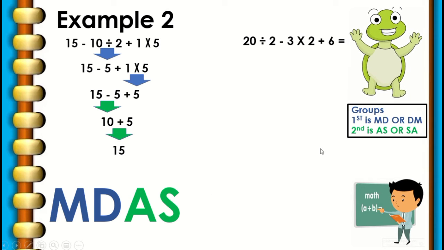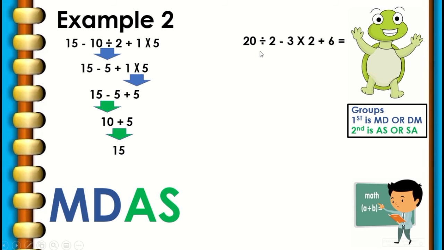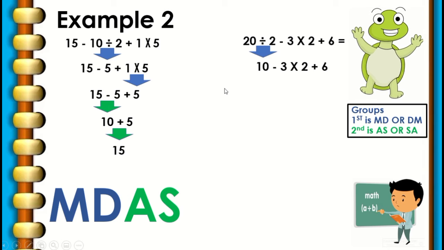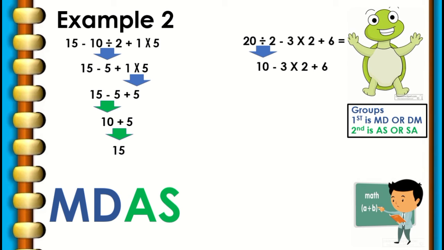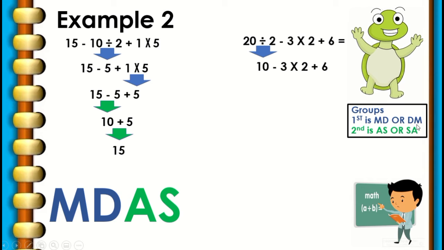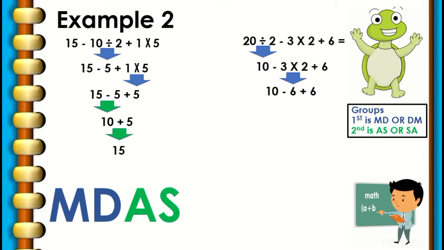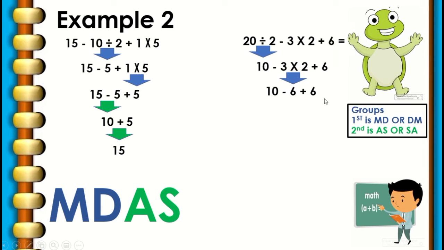So again, look at the first group, multiplication and division muna tayo. So ang nauna ay divide or division. So proceed tayo sa division. So 20 divided by 2, that is 10, and then copy the remaining quantities and symbols. So we have minus 3 times 2 plus 6. Check kung merong multiplication. Yes, meron. So proceed tayo. So 3 times 2, that is 6. And then copy both sides kung meron pang natitirang mga quantities and symbols. So we have 10 plus 6.